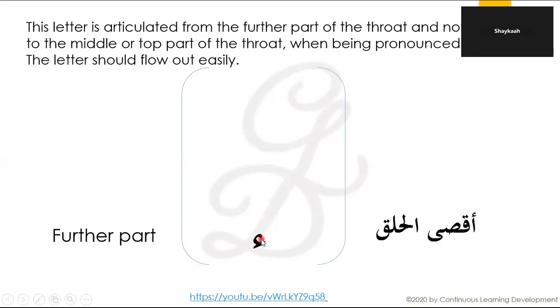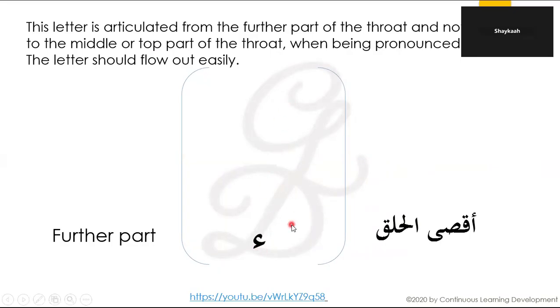It should sound like... not... because if I say it's coming from the top part of the throat, or if I say it's coming from the middle. So I want it to come from the further part. I want it to come out flowing and easy.